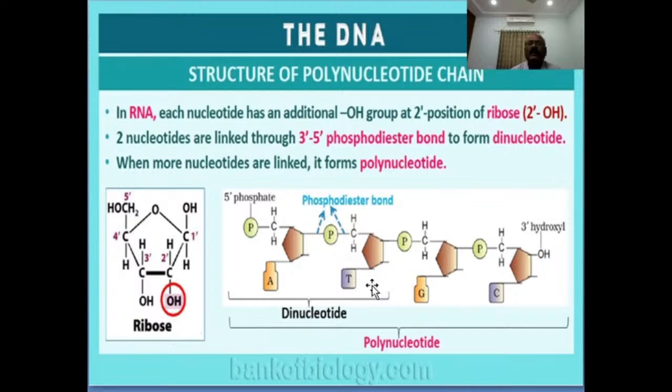So this is a dinucleotide. That means this is one nucleotide, this is one nucleotide. These two nucleotides are connected with this phosphodiester bond. So if more nucleotides are there, that is called a polynucleotide. So this is 5', this is 3'. 5' is the starting point, 3' is the ending point of each chain of DNA or RNA.